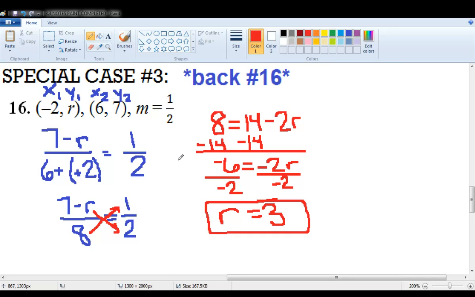Okay, there are a lot of problems on the back like that, so make sure you were paying attention. Rewind if you have to.